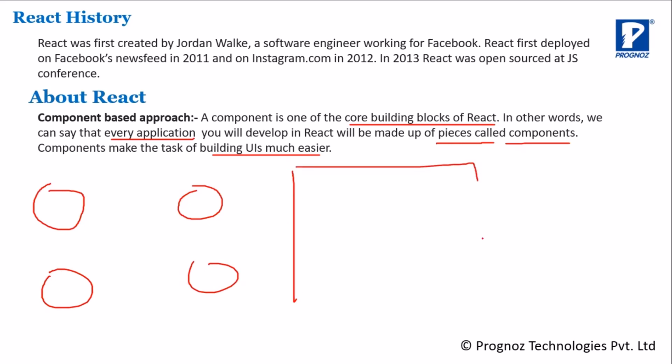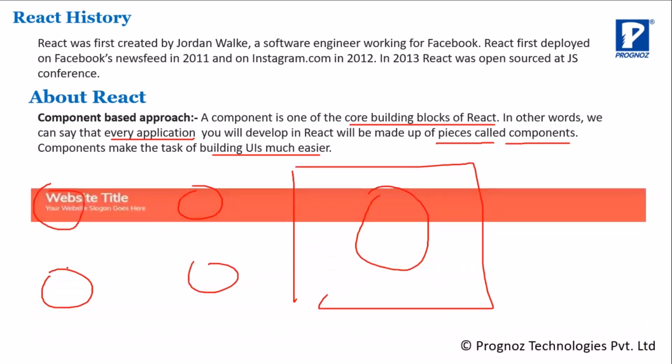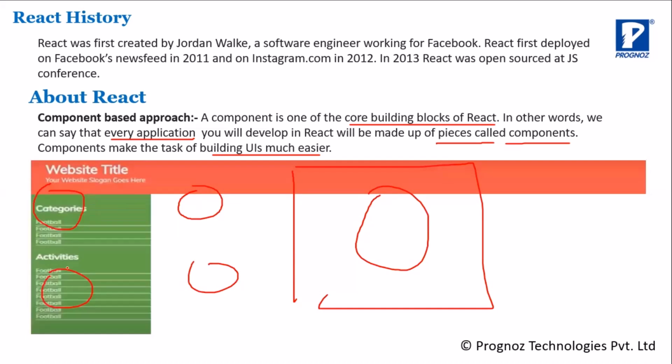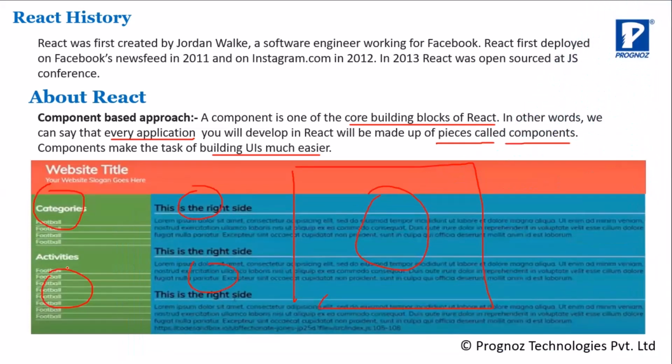Suppose you have developed one component, you develop another component, a third component, a fourth component, and finally all components you have to integrate here, so that each part of the component is nothing but reusable. Okay, so if you are developing a title bar in the application, a sidebar in the application, a content area in the application, each part is nothing but a component.